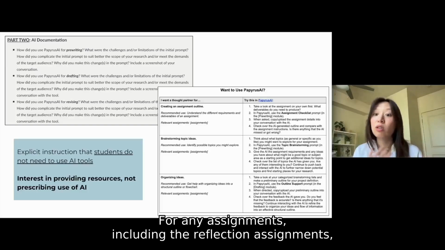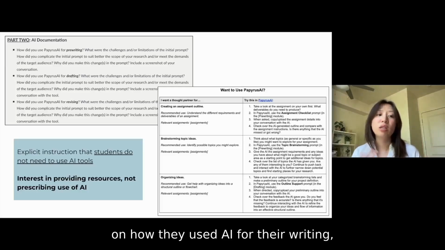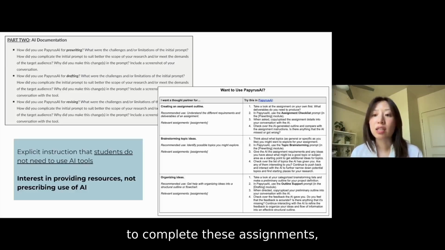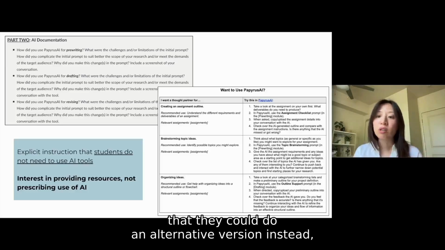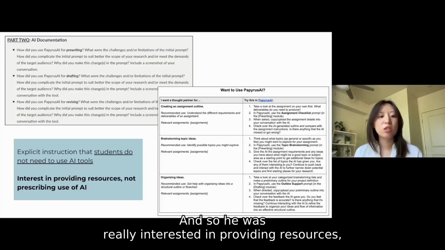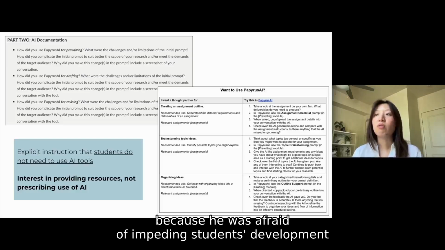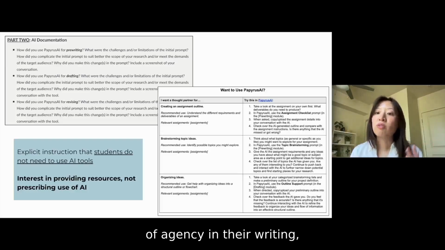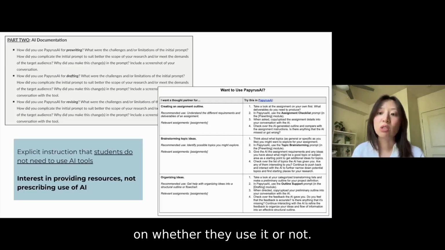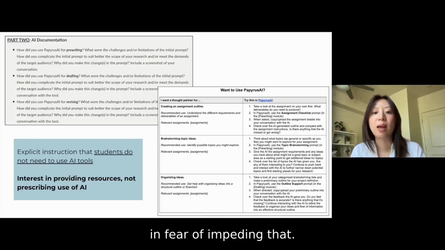For any assignments, including the reflection assignments, such as the one on the top left here, students were asked to reflect on how they used AI for their writing, but they were told that they did not need to use AI to complete these assignments, that they could do an alternative version instead, or just reflect on their writing process generally. And so he was really interested in providing resources, not in prescribing the use of AI, because he was afraid of impeding students' development of agency in their writing, where they should be able to make the choices on whether they use it or not. And so he chose not to use it at all in the classroom in fear of impeding that.